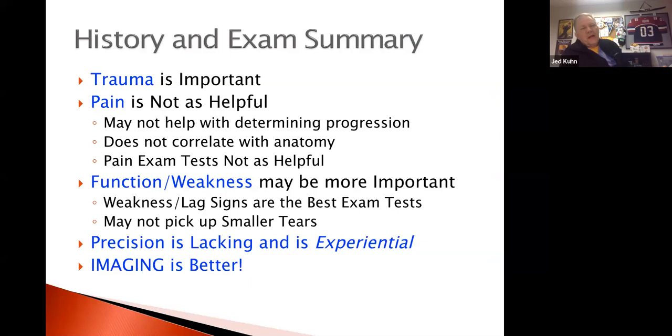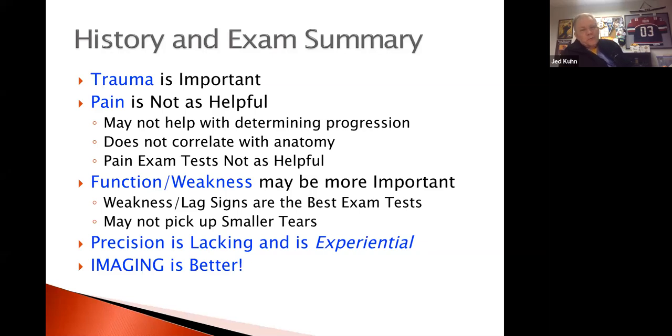So just to summarize the history and the exam, the history of trauma is really important. It will predict, as we talk about later, what you do with these patients. Pain is tough. Pain is not as helpful. The physical exam tests for pain are not that helpful. It may help if someone has pain that they may be developing progression, but that's not a gimme. The pain, as we'll talk about, does not necessarily correlate with the severity of the rotator cuff disease, and pain physical exam tests are not that helpful.